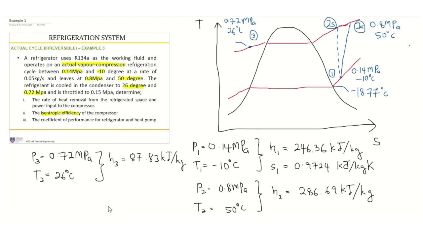Okay, next we go to state number 4. State number 4 is what we call a throttling process. The enthalpy will be the same. Okay, so H4 is also 87.83. Okay, done. So now we have all the information that we need in order for us to find the answer.